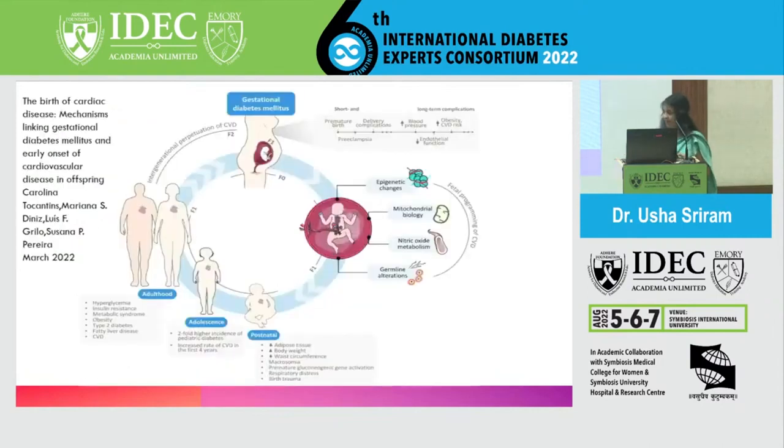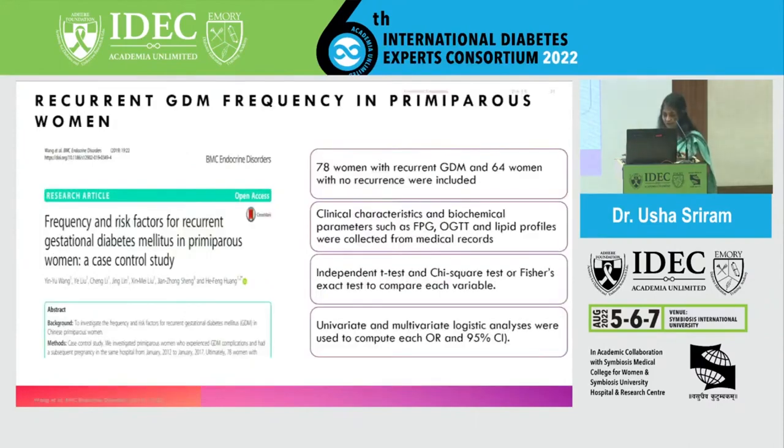To summarize this, I just want to show you how in the postnatal period, in the adolescence, adulthood, how gestational diabetes imparts all these metabolic complications, increasing their risk for intergenerational cardiovascular disease. So important to keep in mind. Recurrent GDM frequency, even in primiparous women, very high. As the number of pregnancies increase, the risk of recurrent gestational diabetes goes up.